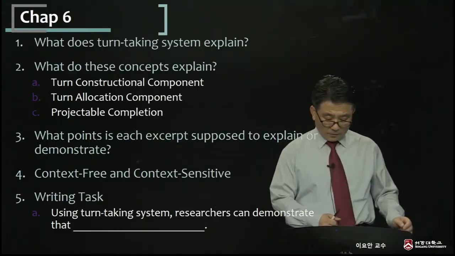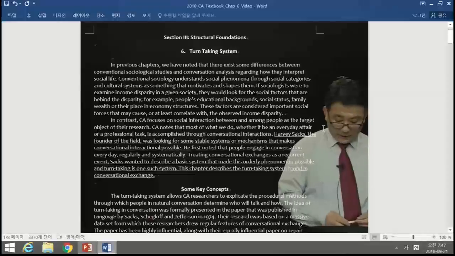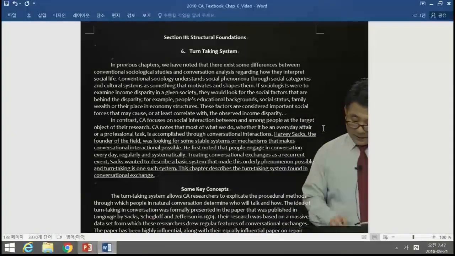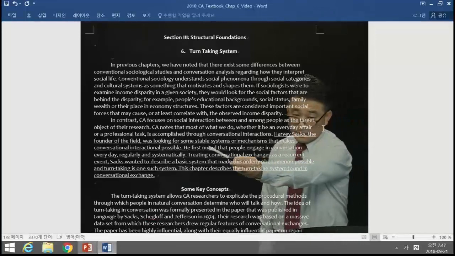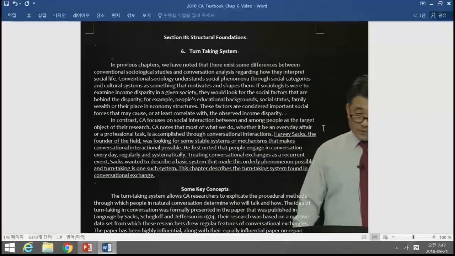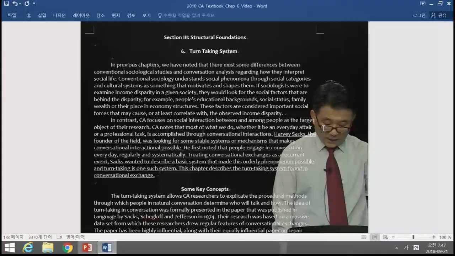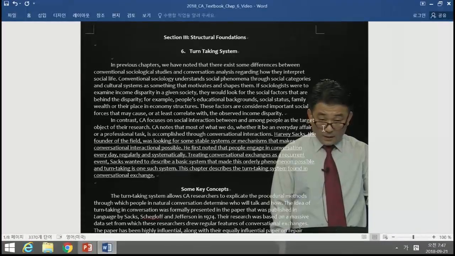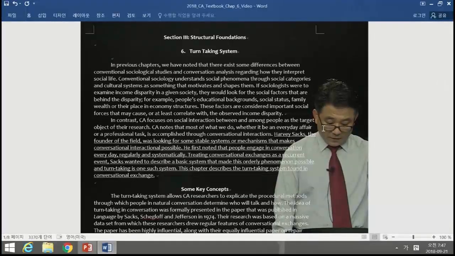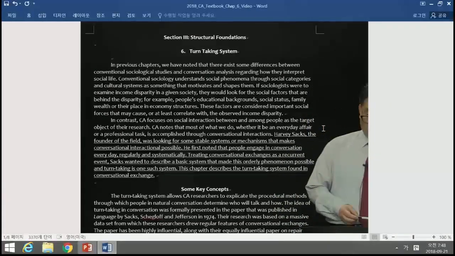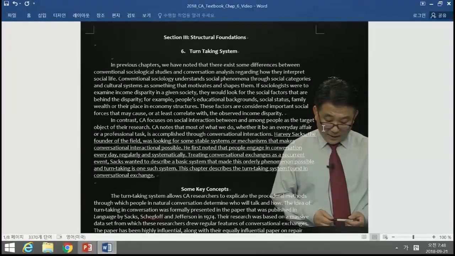Okay. Let's go to the chapter. So let me begin with what Harvey Sacks says. Harvey Sacks, the founder of the field, was looking for some stable systems or mechanisms that make conversational interaction possible. He first noted that people engage in conversation every day, regularly and systematically. Treating conversational exchanges as a recurrent event, Sacks wanted to describe a basic system that made this orderly phenomenon possible, and turn-taking is one such system.